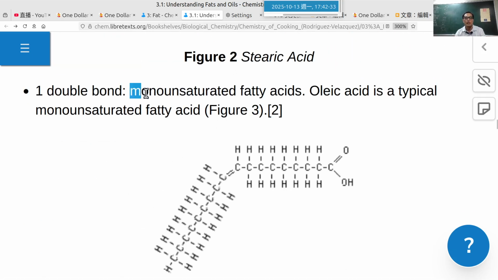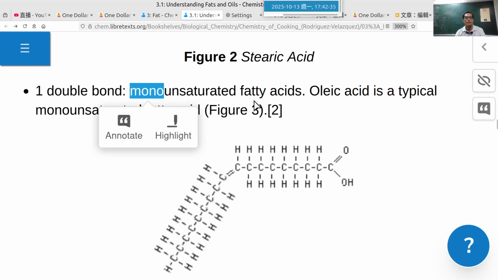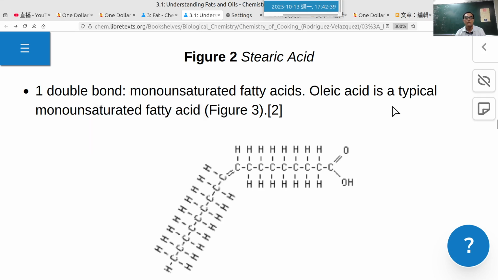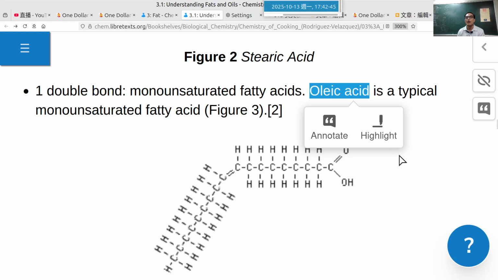Mono means single or one. Monounsaturated fatty acids. Oleic acid is a typical monounsaturated fatty acid. If we are choosing our department students, they need to memorize those terms. But it depends. You are not majoring in food science and nutrition, so it depends. If you like, you can memorize those terms.